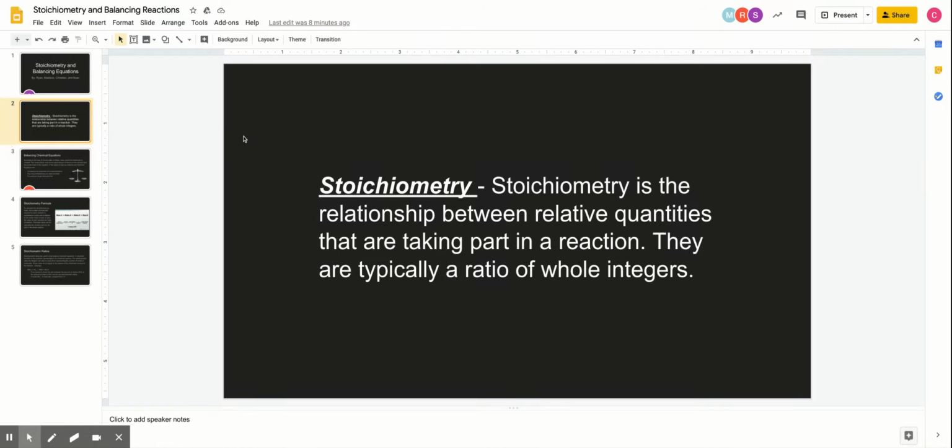So, stoichiometry is a relationship between the relative quantities of substances taking part in a reaction. They are typically a ratio of whole integers.